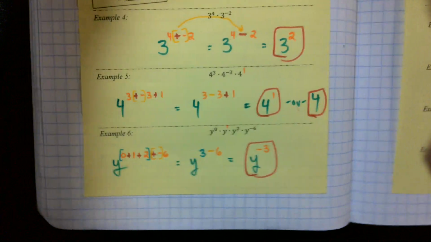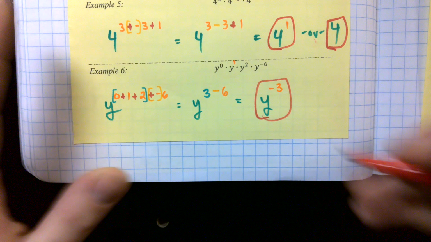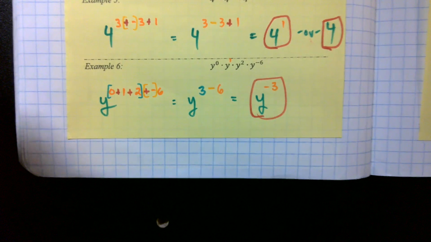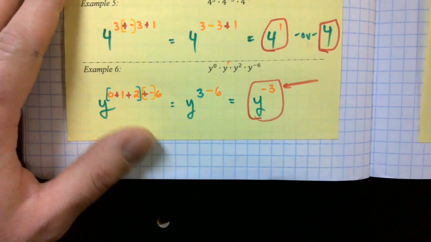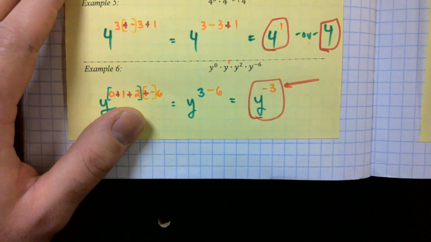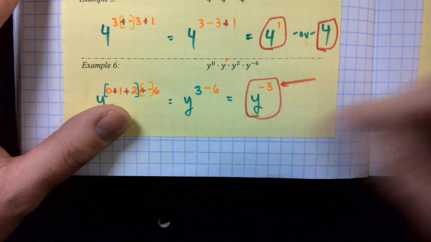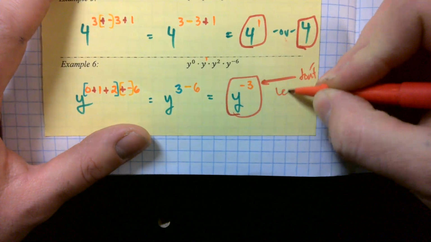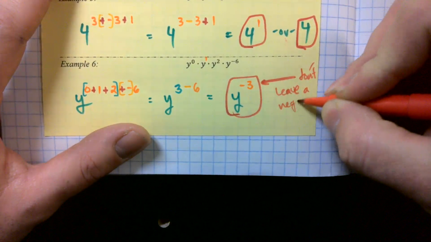The only problem that we had an issue with was example 6, right? Because what was different about example 6 when compared to the other 5? What was different about example 6? It had a negative exponent, right? We do not want to leave. We're going to say don't leave a negative exponent.